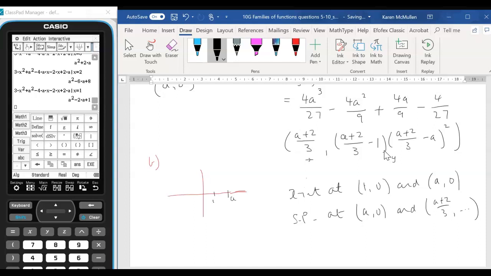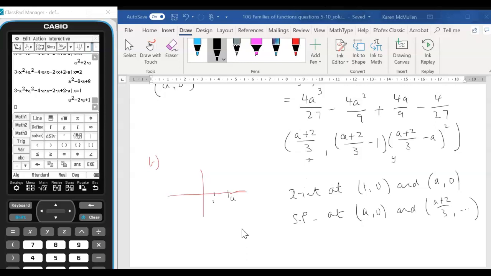Now the point a plus 2 over 3 is very helpful in determining the nature of the turning point. All right, sorry, just had to answer Katie's message. All right, so we're going to find out where a plus 2 over 3 is on our x-axis. So I know a has to be greater than 1, that's why a is to the right of 1, but where is a plus 2 over 3?